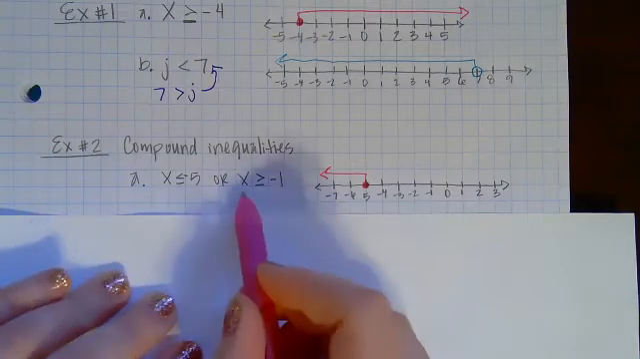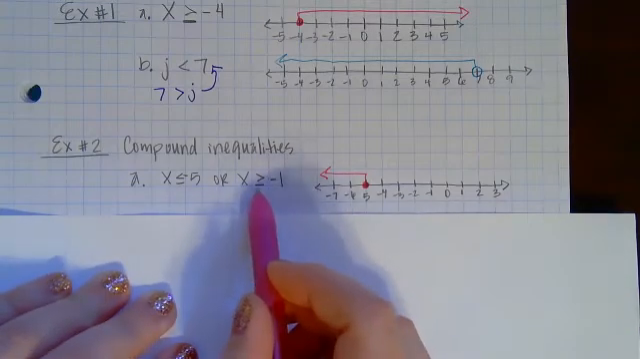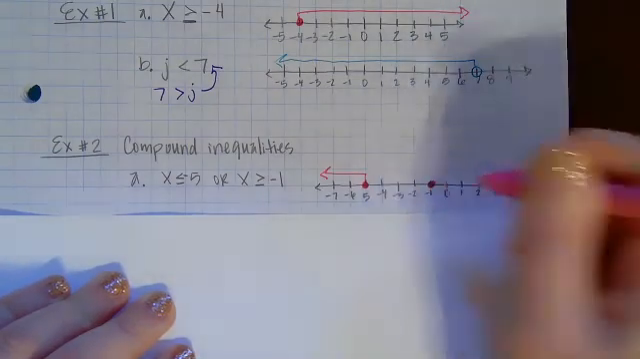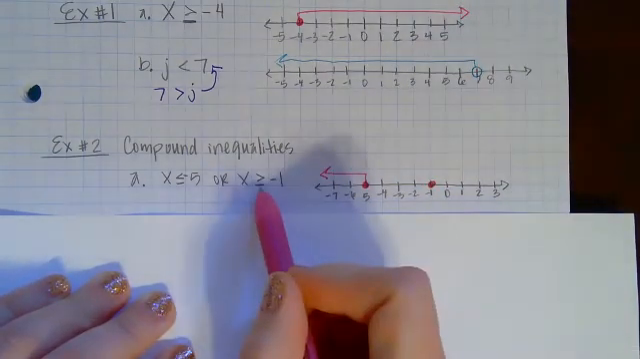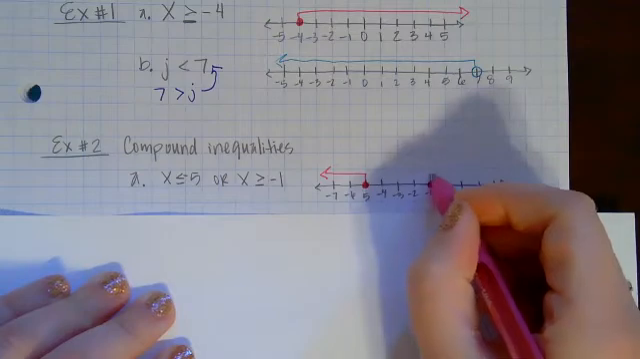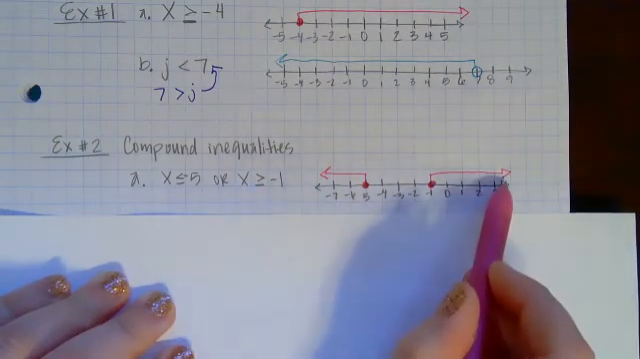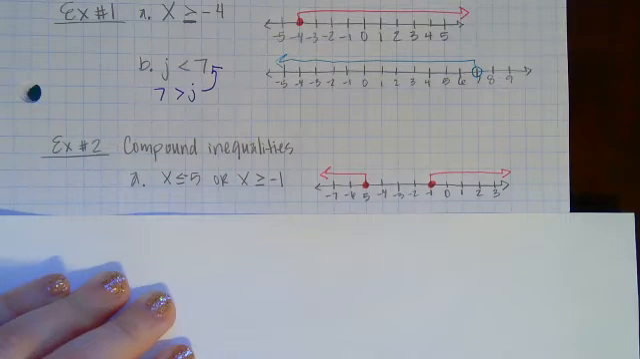Okay, then I have X is greater than or equal to -1. Again, I have an equal to, so it's going to be a solid dot at -1. And then from -1, I want greater than, so it's going to follow that same arrow, the numbers that are greater than. So see the arrow is pointing that way, follows the same arrow. So that would be how we would graph that first compound inequality.